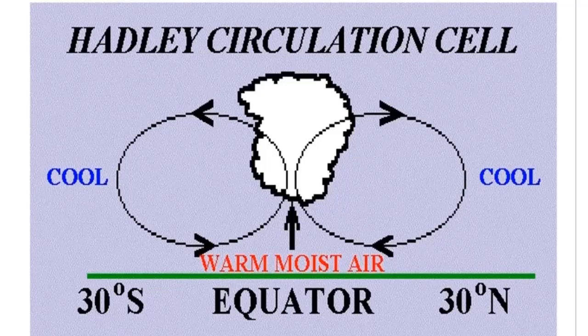When it reaches the top of the troposphere, it's got to go either north or south. No place else for it to go. So some goes north. That's the northern Hadley cell. It gets cold as it stays up high.